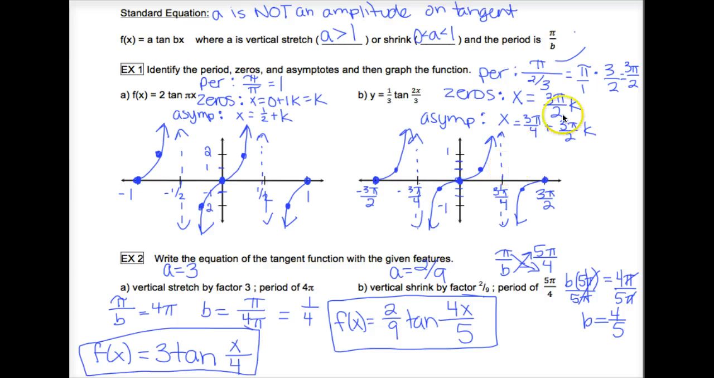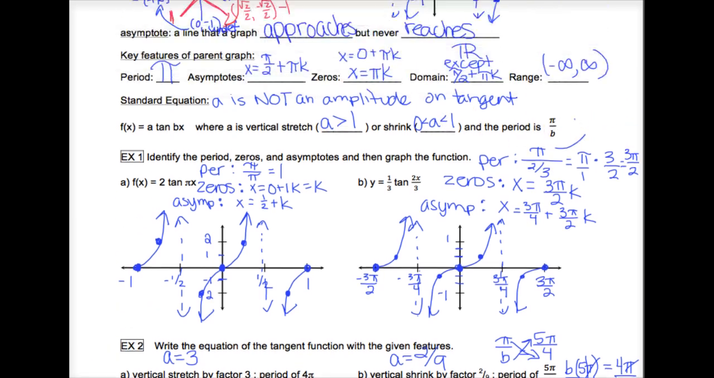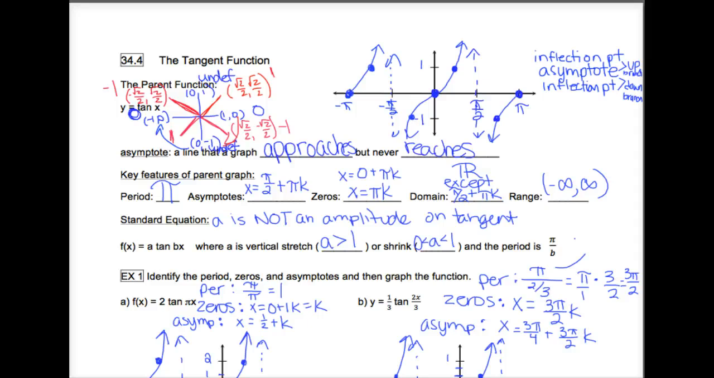All right, so again, big ideas. Make sure you know that tangent does not have an amplitude, that you know the formula is pi over b, and that you know all the patterns. So the patterns for graphing, inflection point, asymptote, inflection point, followed by up branch, down branch. And then that you also know the pattern to get the asymptote and zeros, which again is location of the first one plus period times k.